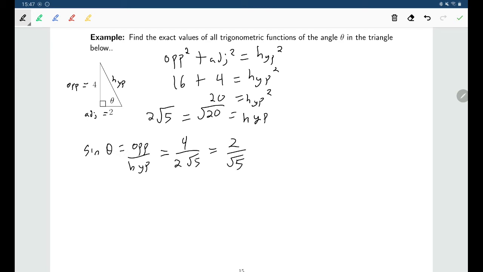And in simplest terms, 2 over root of 5, that's not in simplest terms. Remember, we don't want to have any roots in the denominator, so I'll rationalize that denominator, multiplying top and bottom by root of 5. And I have 2 root 5 over 5.